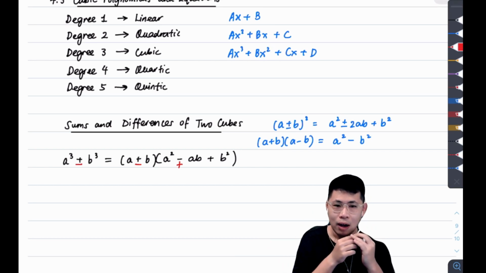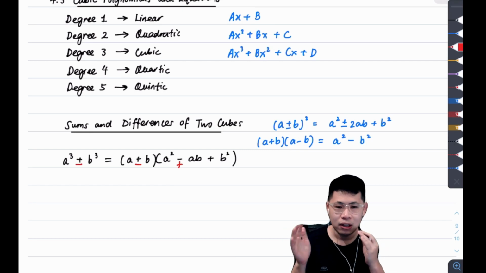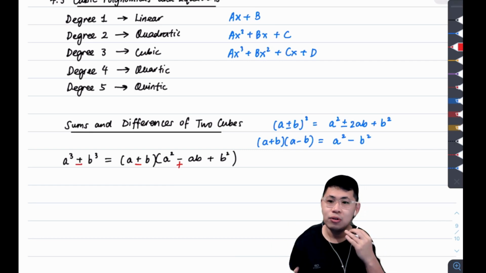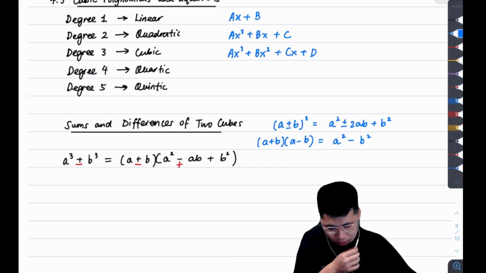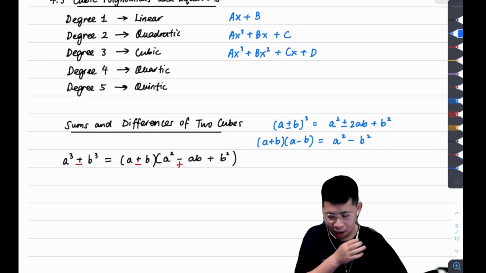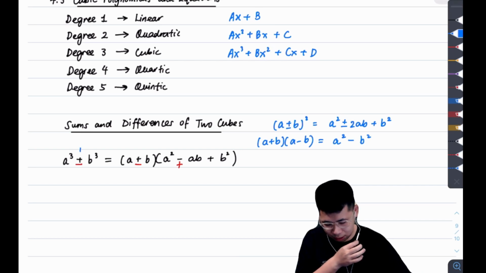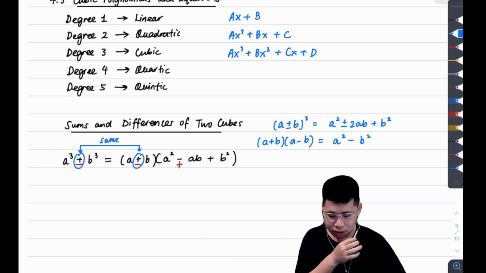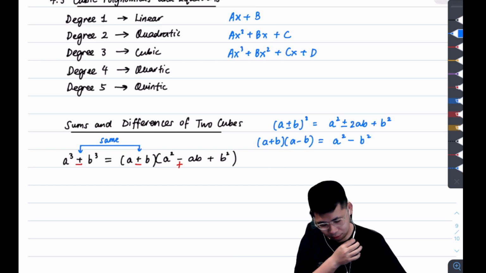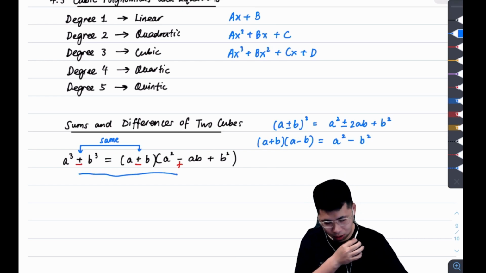Now how do we remember, because we have a lot of operations? How do we remember which operation to take note of? Let's take a look at each pair of operations. Over here we have this pair of operations, and this pair is the same as the original sum or difference.